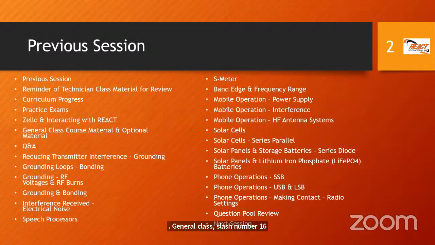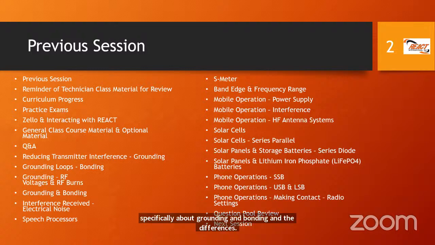During our previous session, we dealt with the following topics: reducing transmitter interference by grounding. We also discussed grounding loops, as well as bonding. We talked about grounding and its importance in RF voltages and reducing RF burn risk. We also talked specifically about grounding and bonding and the differences. We also talked about interference from electrical noise.